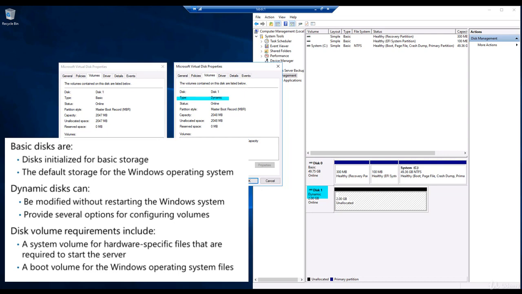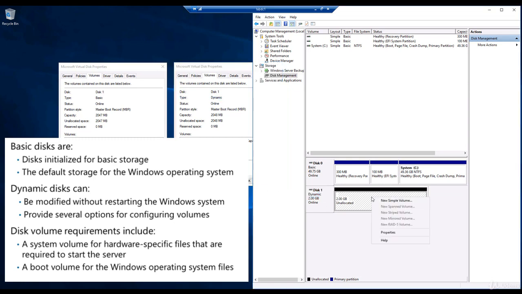Some words about dynamic disk. Dynamic storage enables you to perform disk and volume management without having to restart computers that are running Windows operating systems. A dynamic disk is a disk that you initialize for dynamic storage and that contains dynamic volumes. Dynamic disks are used for configuring fault-tolerant storage.